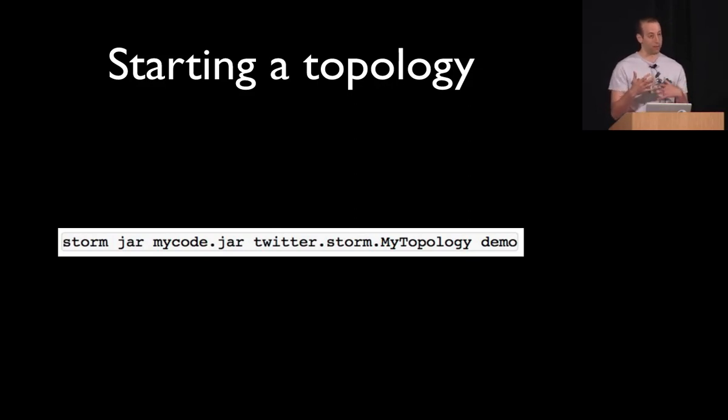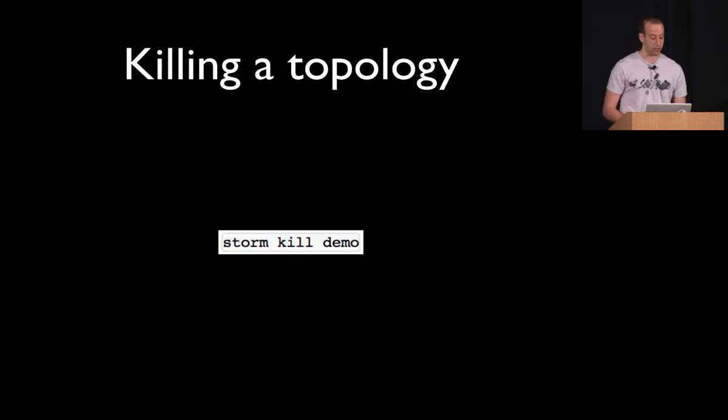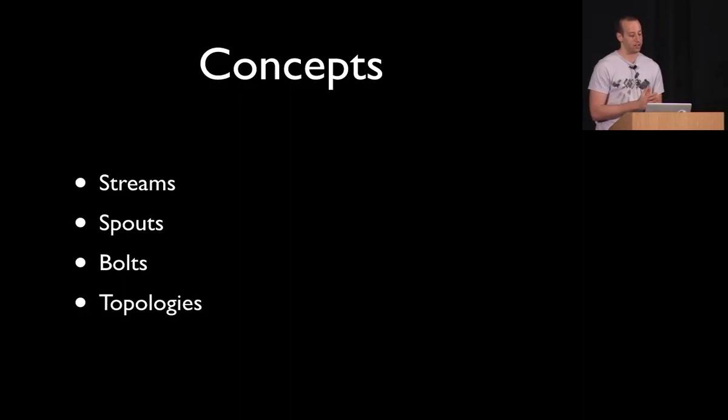And then Storm computations actually run forever, or until you kill it, like this, storm kill, and then the name of the topology. All right, so let's dig into the abstractions of Storm. So there's four main abstractions: streams, spouts, bolts, and topologies.